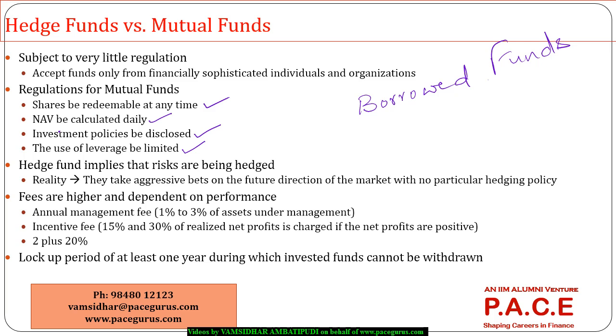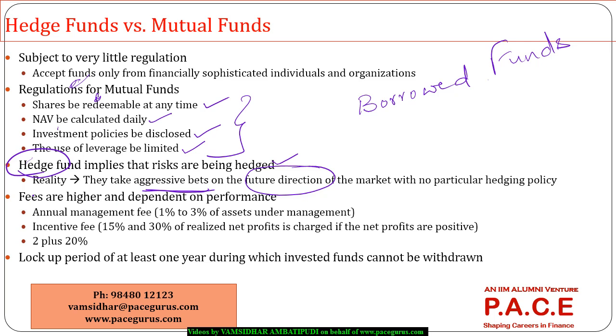But all these regulations are not applicable at all in case of hedge funds. That is where the hedge funds have got a lot of additional mileage compared to the mutual funds. So hedge fund implies that the risks are being hedged altogether, but the reality is the word hedge is a kind of misnomer out here. They are not mitigating any kind of risk. The hedge fund managers take very aggressive bets on the future direction of the market, and there is no kind of hedging as a mechanism involved in the process.